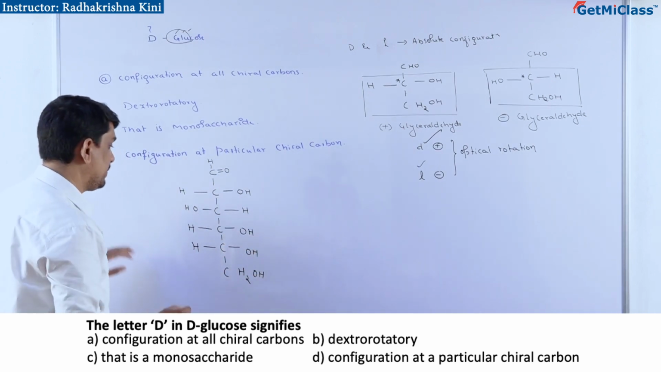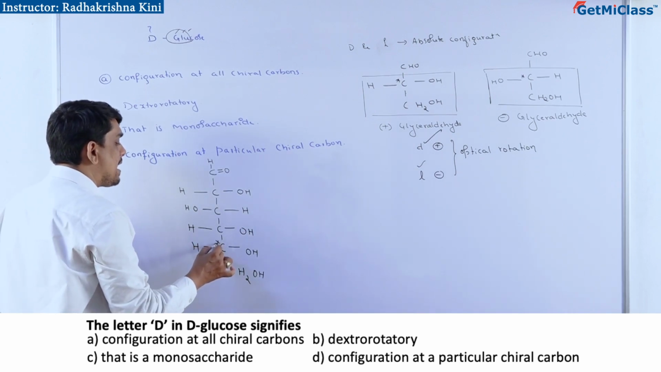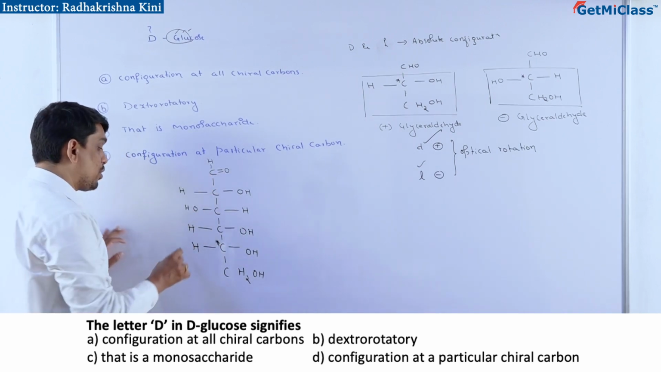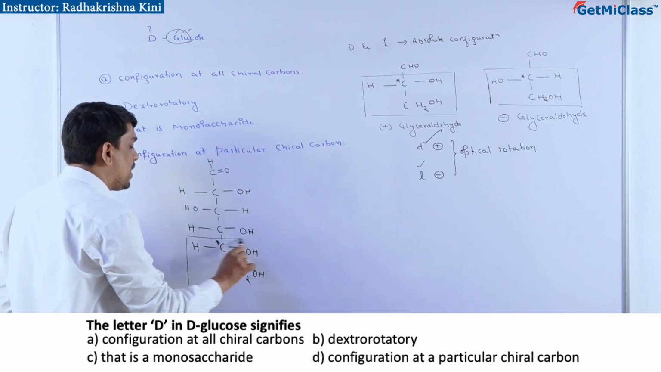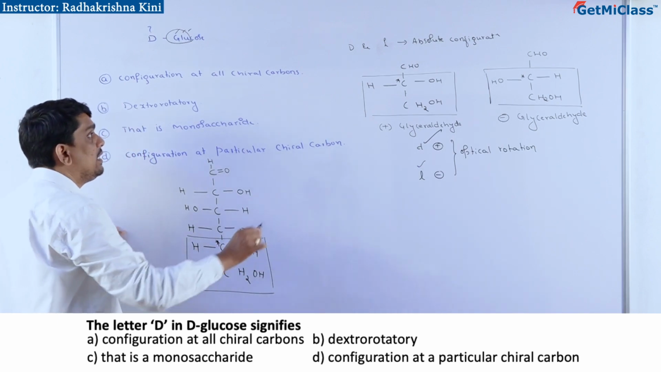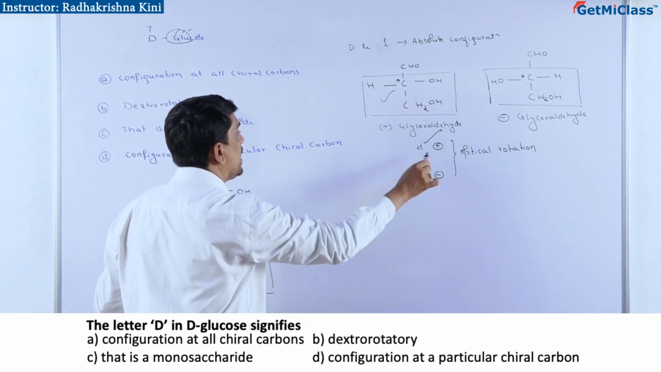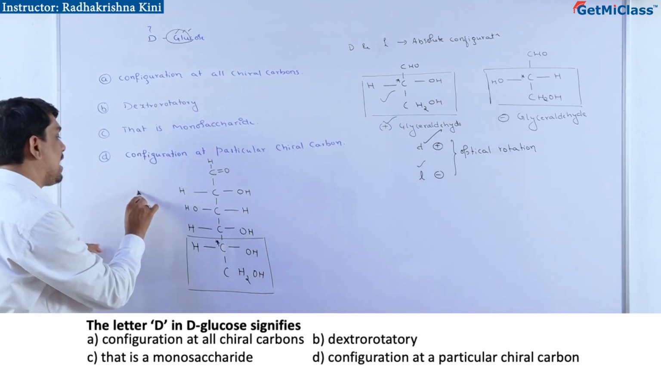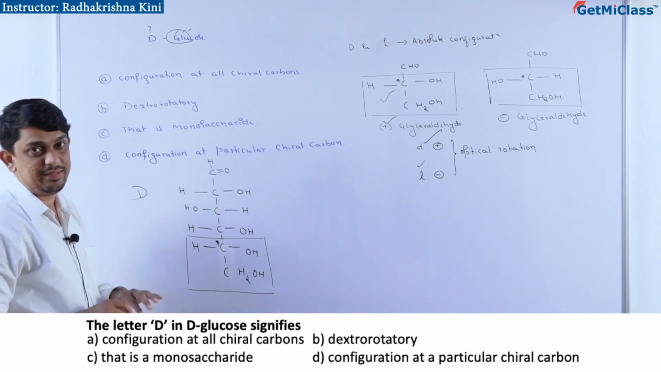Let me check. Look at the chiral carbon that is at the farthest distance from the functional group. If you look at this configuration, it resembles the chiral carbon configuration of plus glyceraldehyde. So the absolute configuration I must give is capital D.